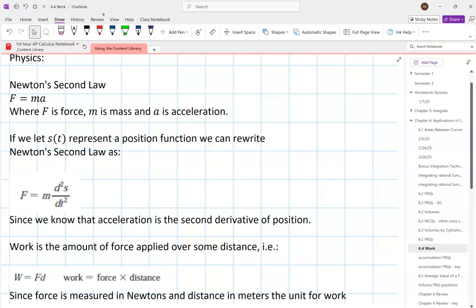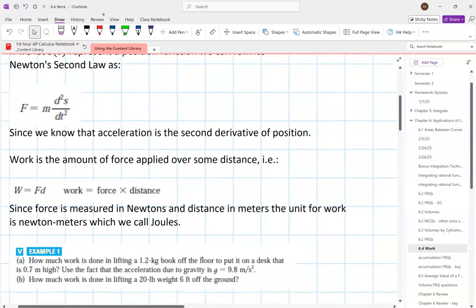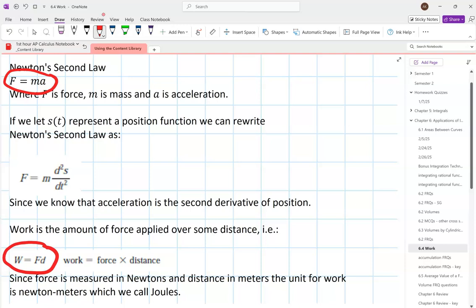And then work is the amount of force applied over some distance. So we would say that work is equal to force times distance. And typically we measure forces in newtons and distance in meters. So the unit for work is the Newton meter, or what we call the joule. Again, some of this is just physics background unit stuff, but these are the main 2 ideas, our 2 basis formulas that we're going to be building on.